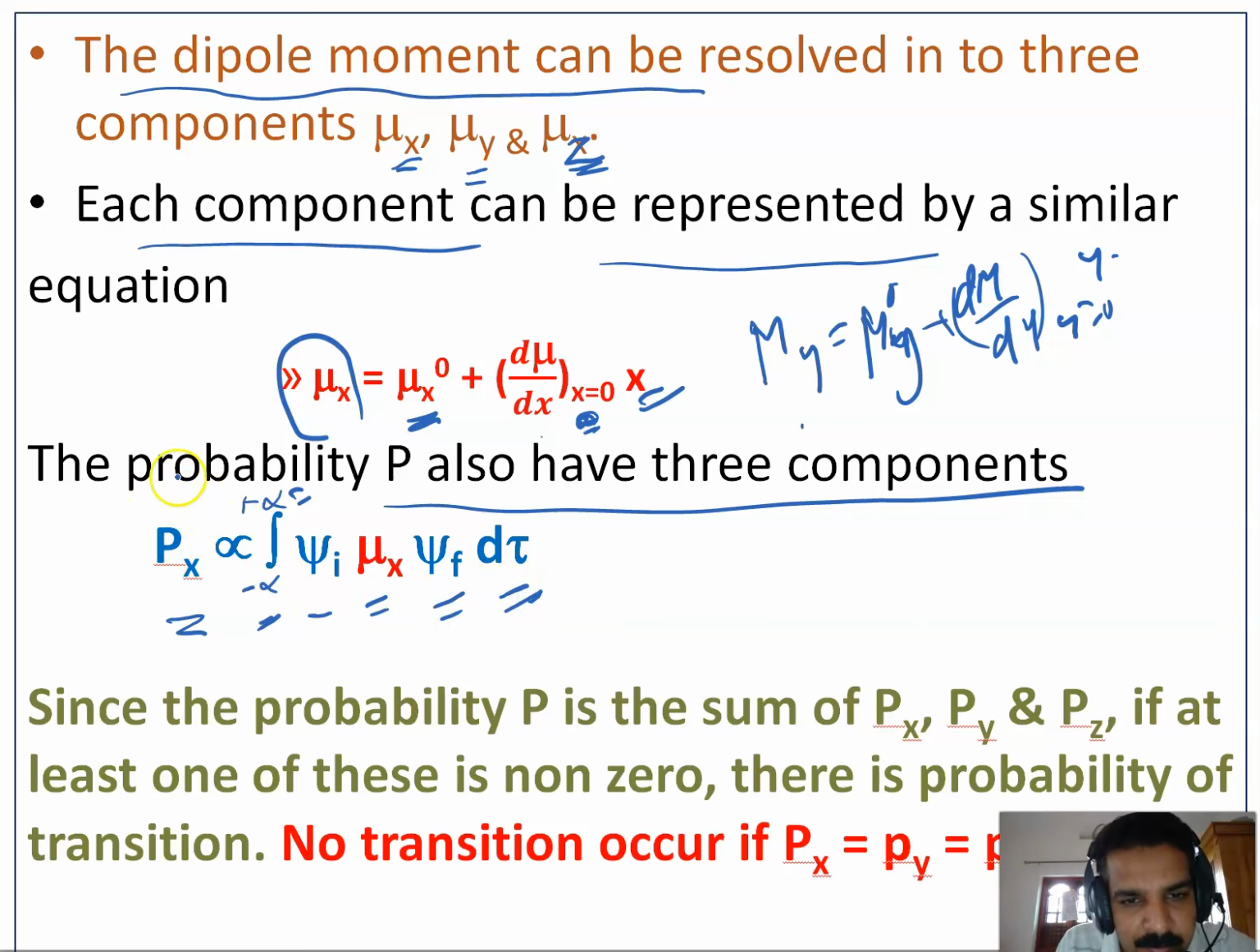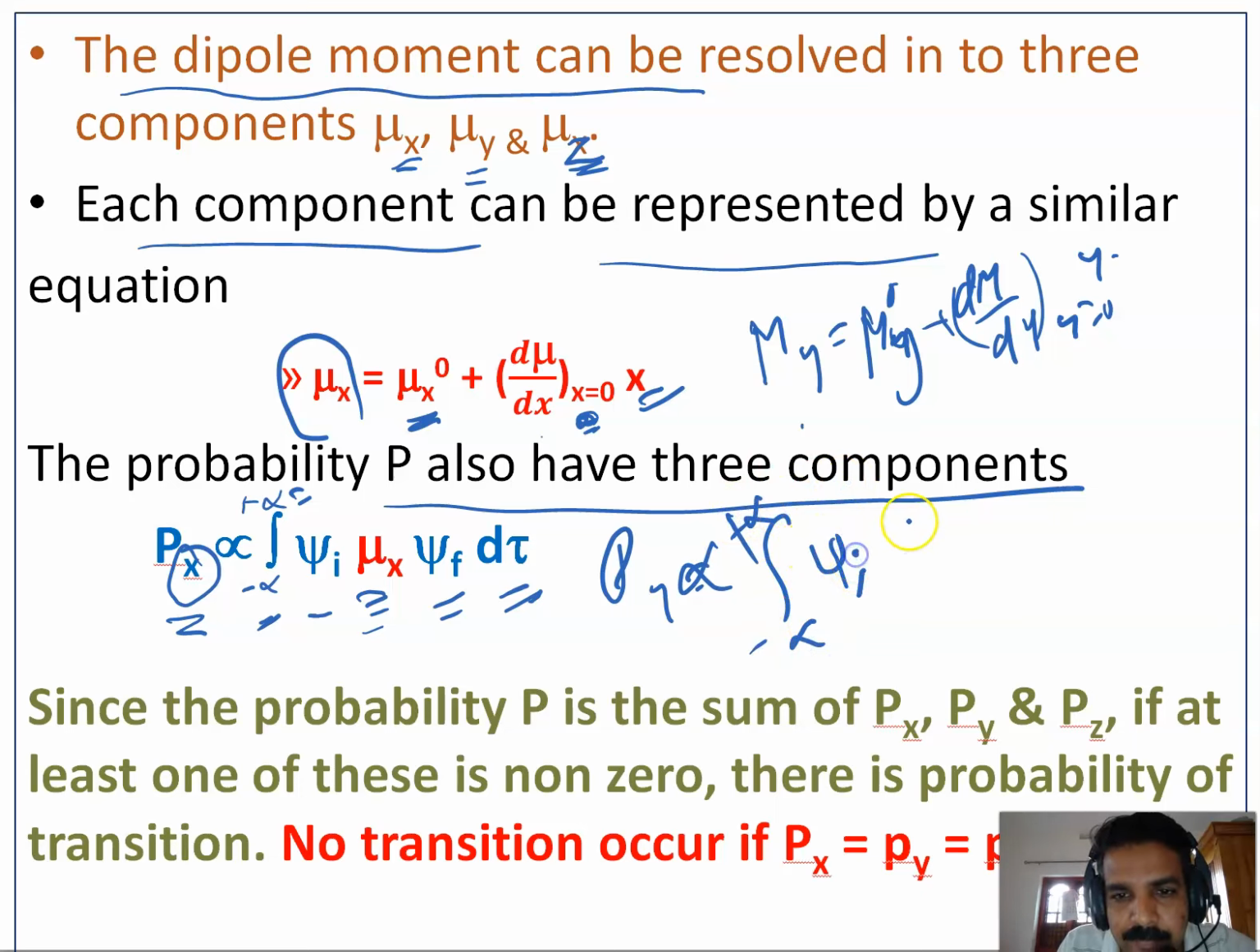Generally, we write P is proportional to the integral of ψ_i μ ψ_f dτ. For Px, the x direction, we use μx dτ. For Py, similarly, we can write it is proportional to the integral from minus infinity to plus infinity of ψ_i μy ψ_f dτ. Similarly, we get three transition moment integrals.